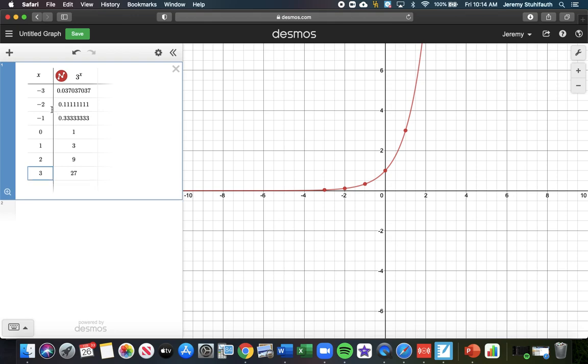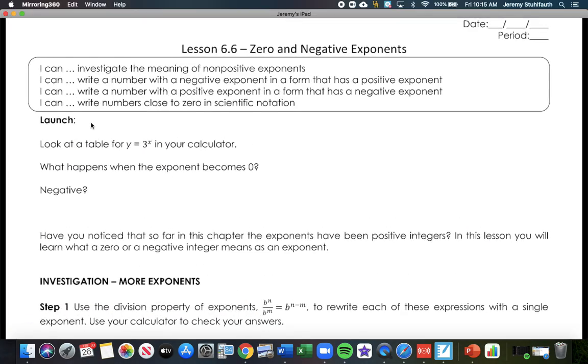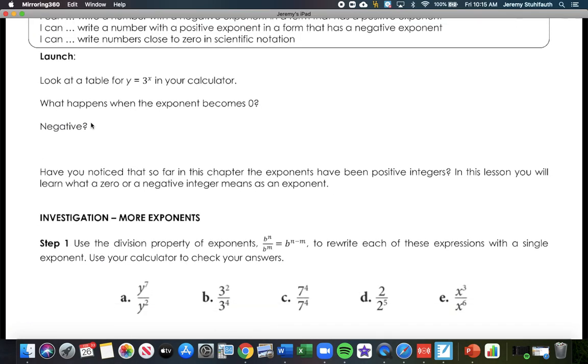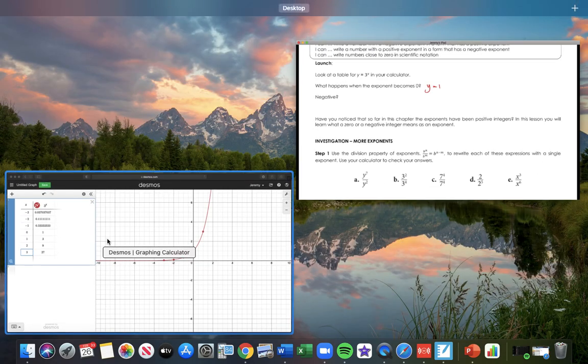So if we're looking at this, the first question is what happens when the exponent becomes 0? If you look at this, we have 3 to the third power is 27, 3 squared is 9, 3 to the first is 3. Finally, you have 3 to the 0 power is 1. So when we have an exponent that becomes 0, it appears that the equation has a value of 1. So what happens when the exponent becomes 0? Y equals 1. And what happens when it becomes negative?